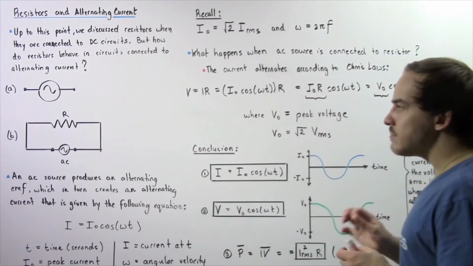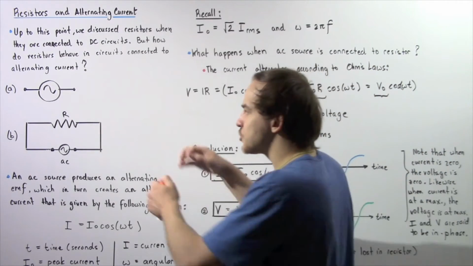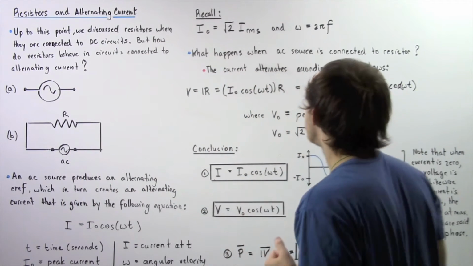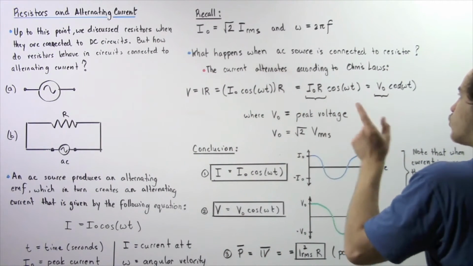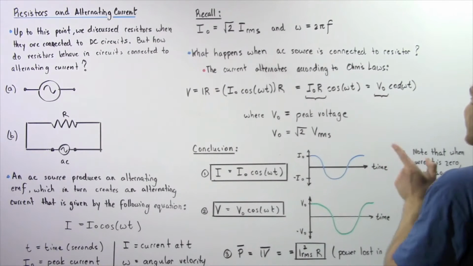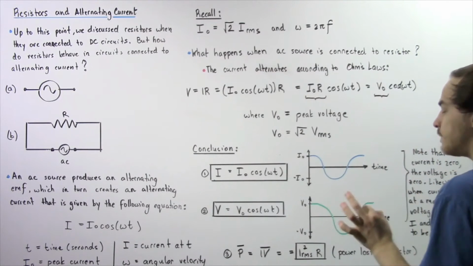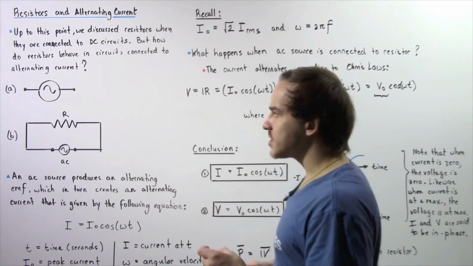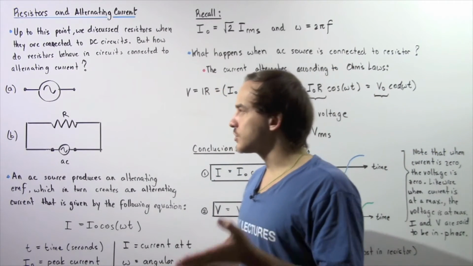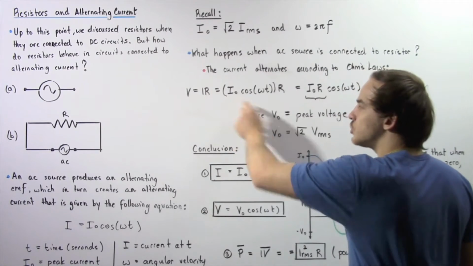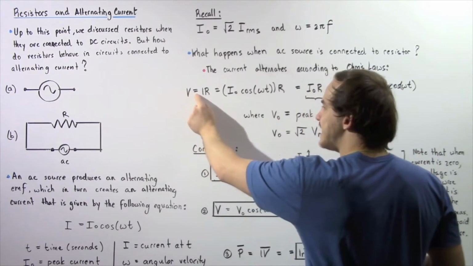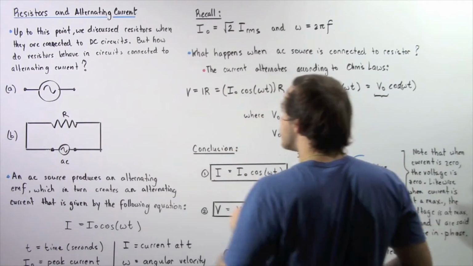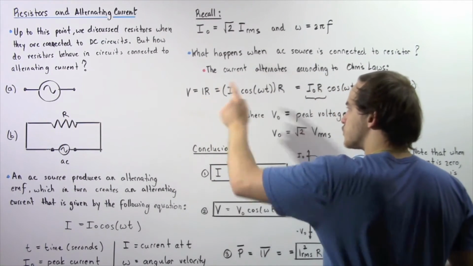Now let's describe what happens to our voltage across our resistor over time. So, what happens when an AC source is connected to a resistor? Specifically, what happens to the voltage? Well, the voltage across a resistor inside an electric circuit is given by Ohm's law. So, the voltage is equal to the product of the electric current inside the resistor multiplied by the resistance.